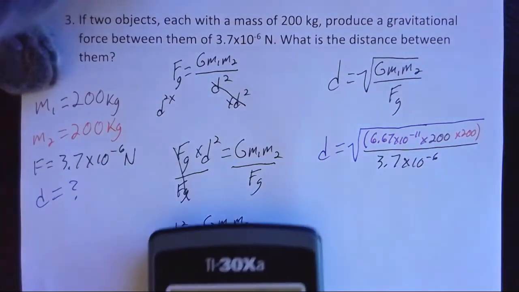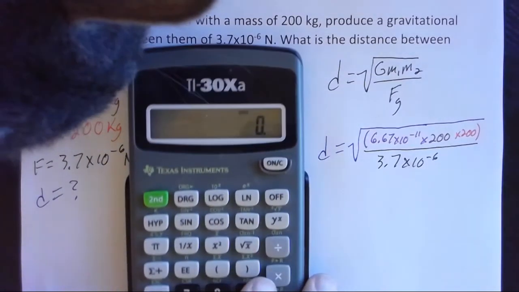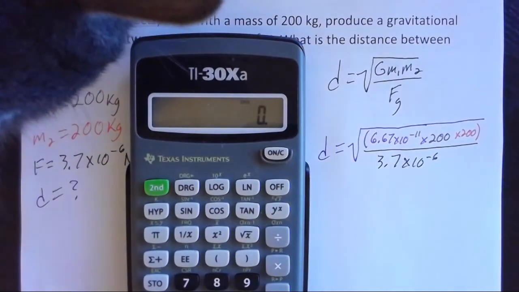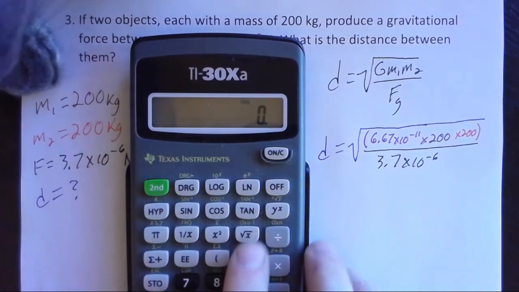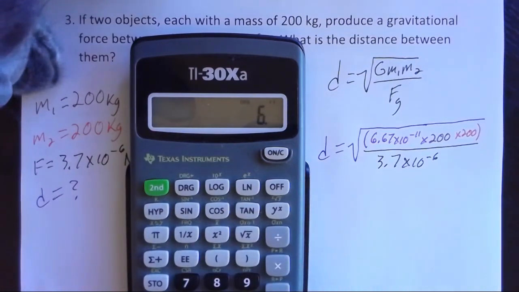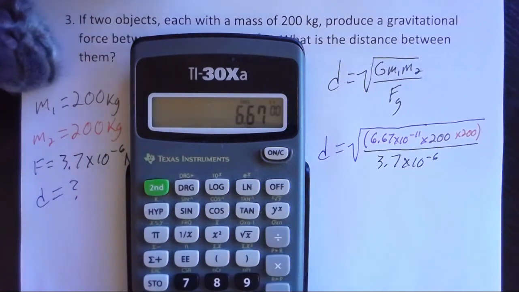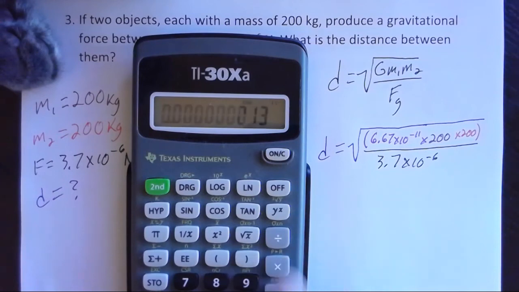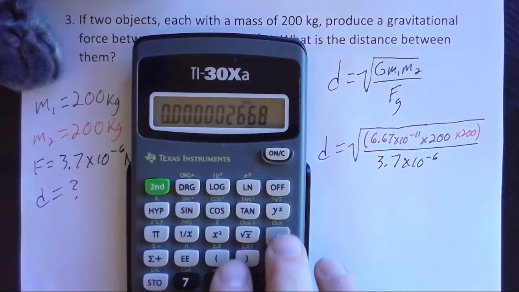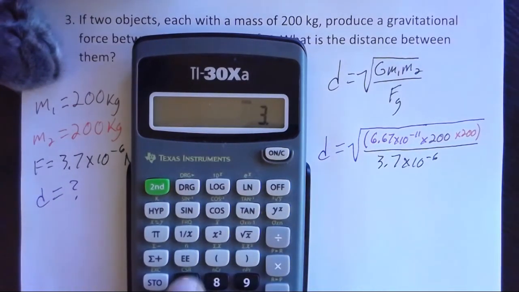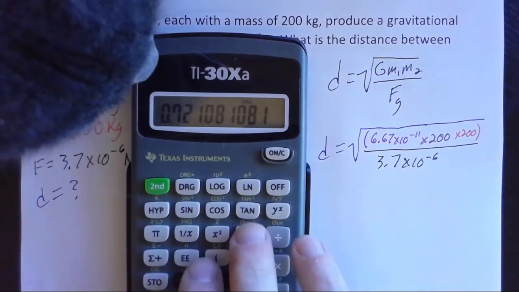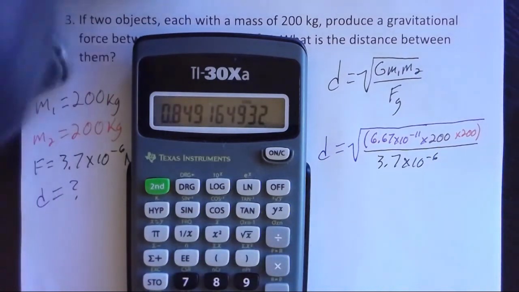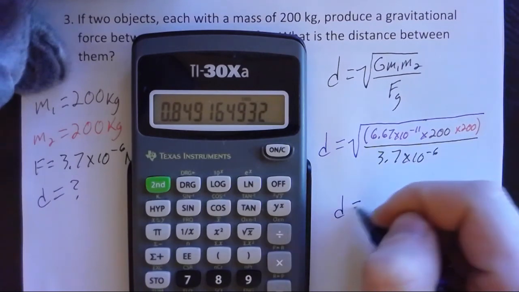As always, practice putting this in your calculator, especially with the square root. It can be tricky, which is adding another operation on top of the division and the multiplication that is already occurring. And we get our answer for distance, 0.849 meters.